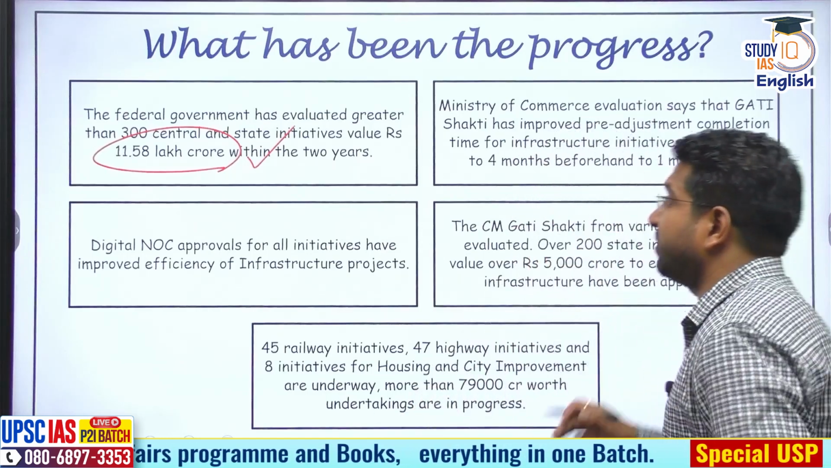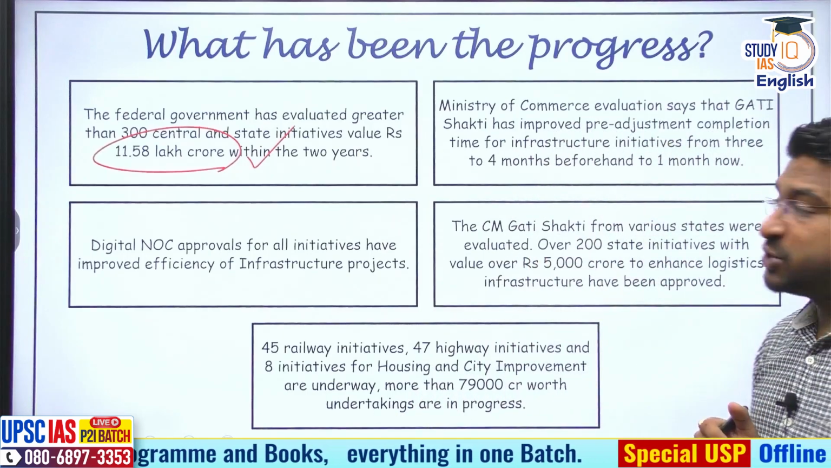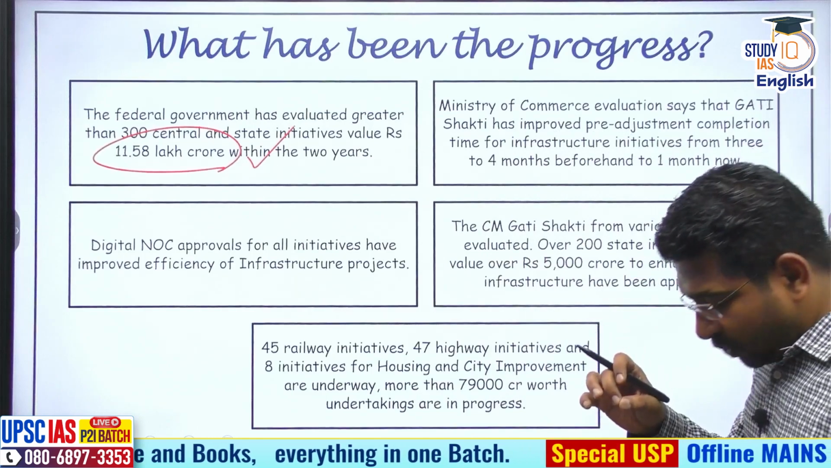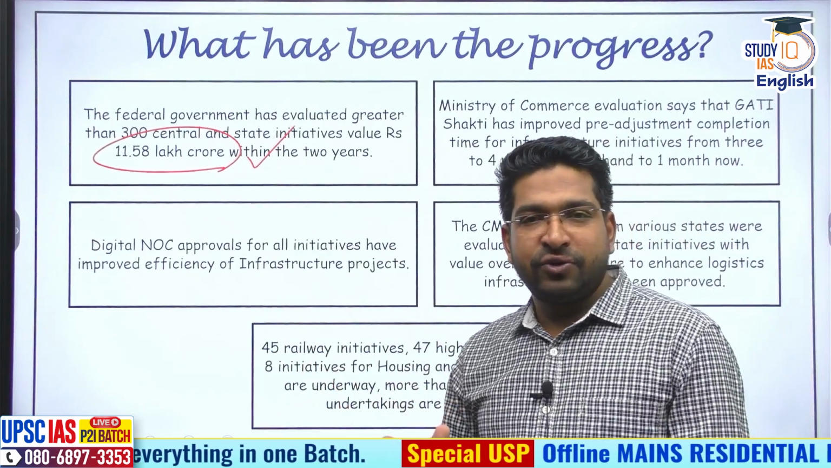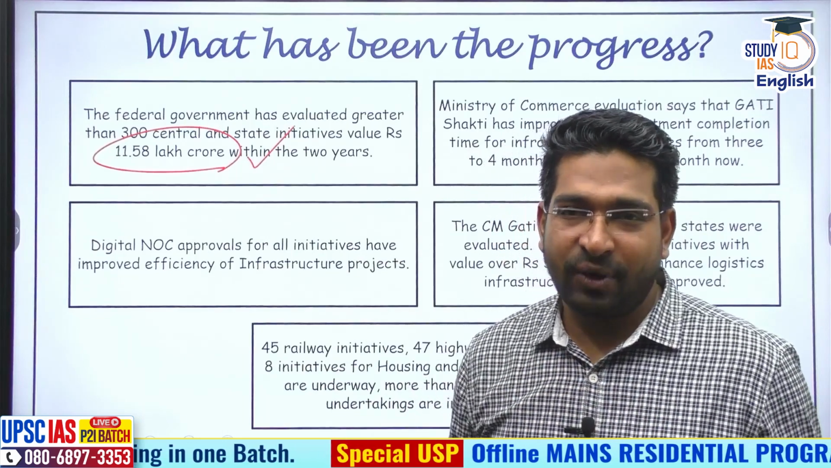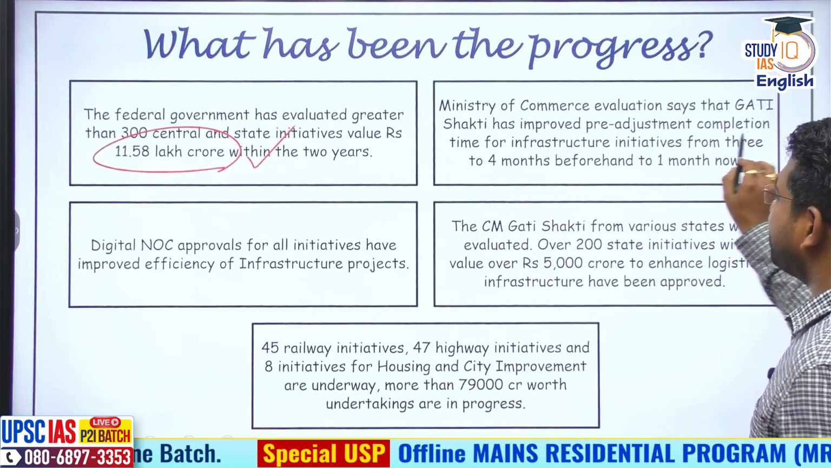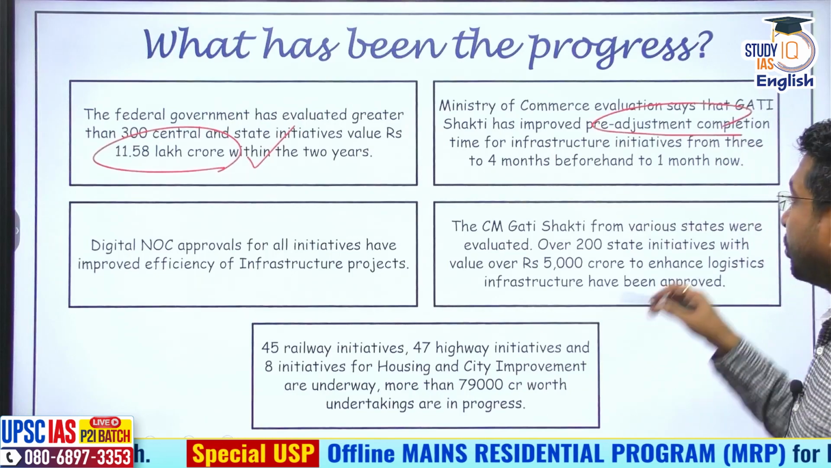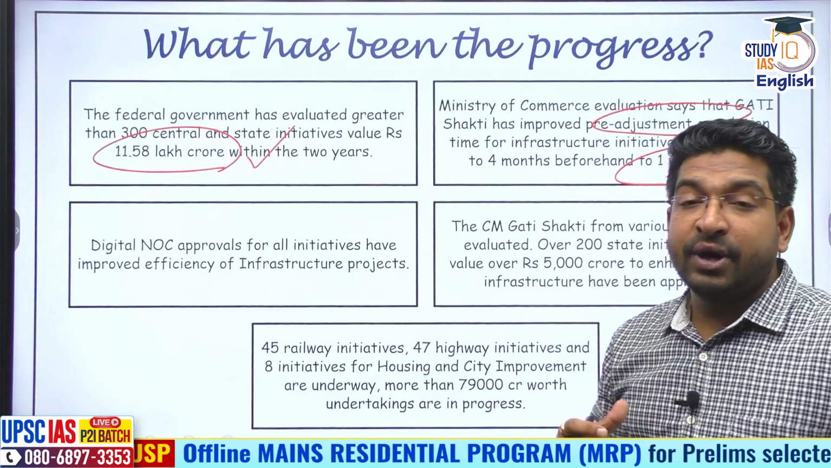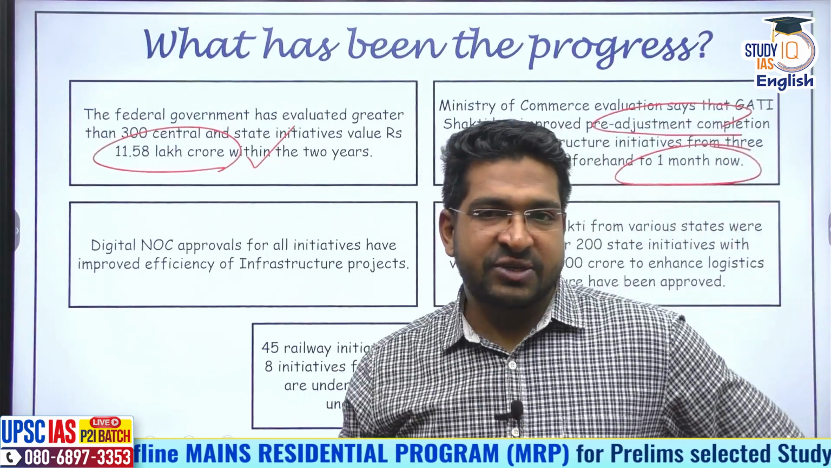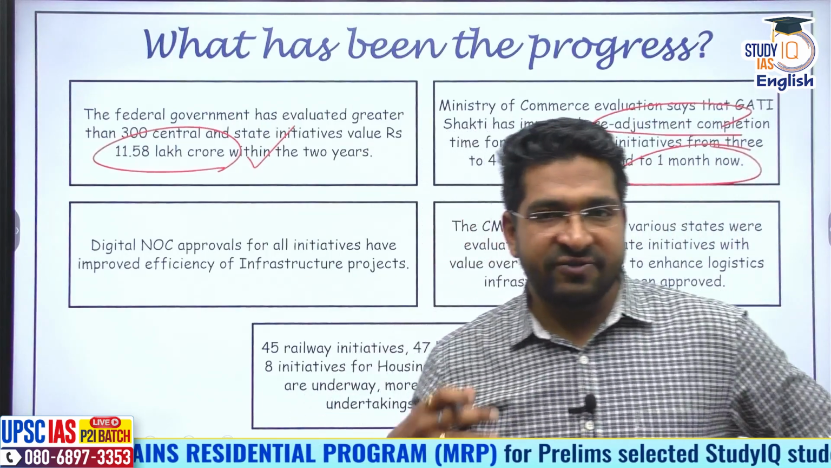Apart from that, the Ministry of Commerce evaluation of Gati Shakti has suggested that to begin an infrastructure project, earlier it used to take about 3 to 4 months just to get those approvals. All right, that means the pre-construction clearance for projects was 3 to 4 months. Now it has gone down to just 1 month. Why? Because of the synergy, because of synchronization between different ministries and different departments.